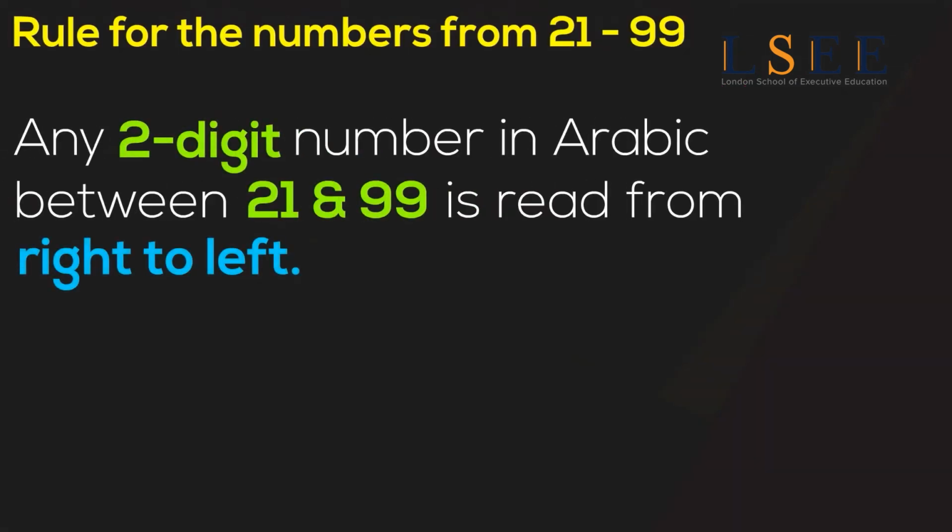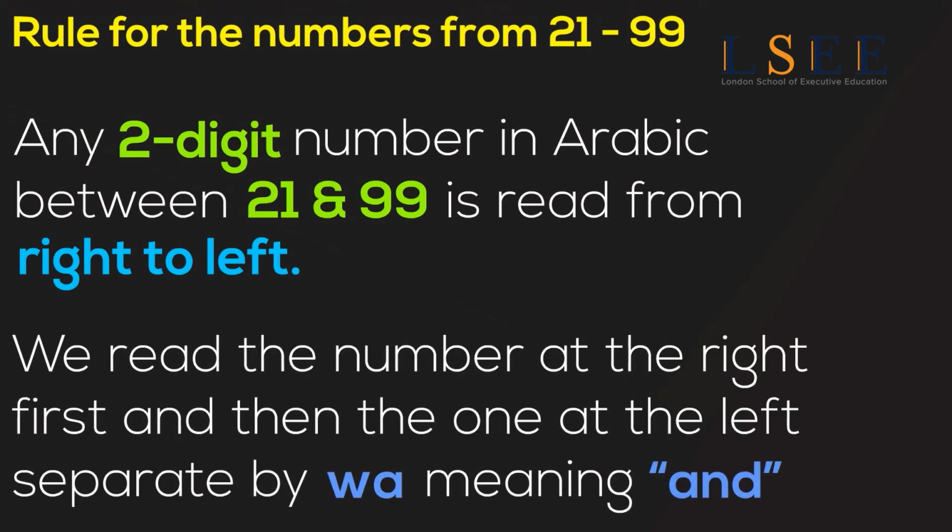Any two-digit number in Arabic between 21 and 99 is read from right to left. This means we read the number at the right first and then the one at the left, separated by wa, which means and. Let's take this example.